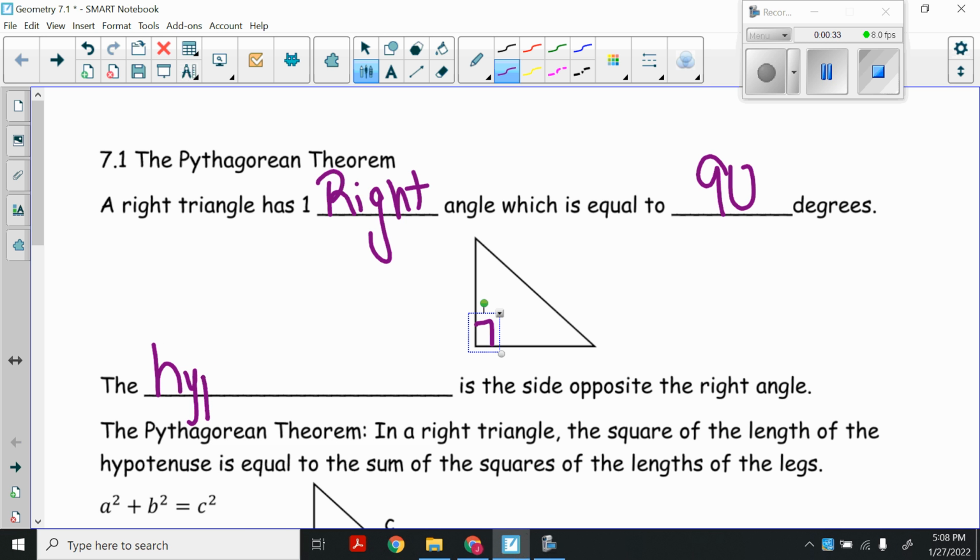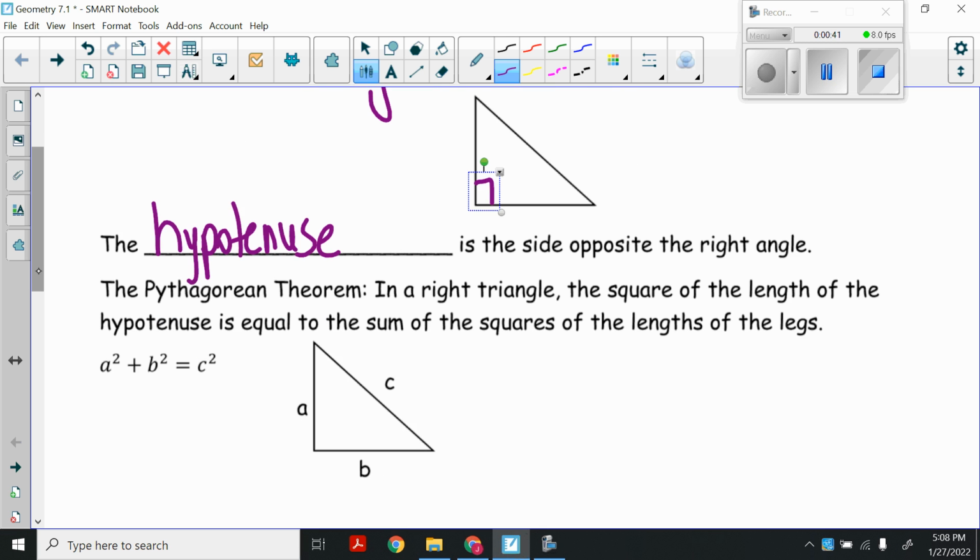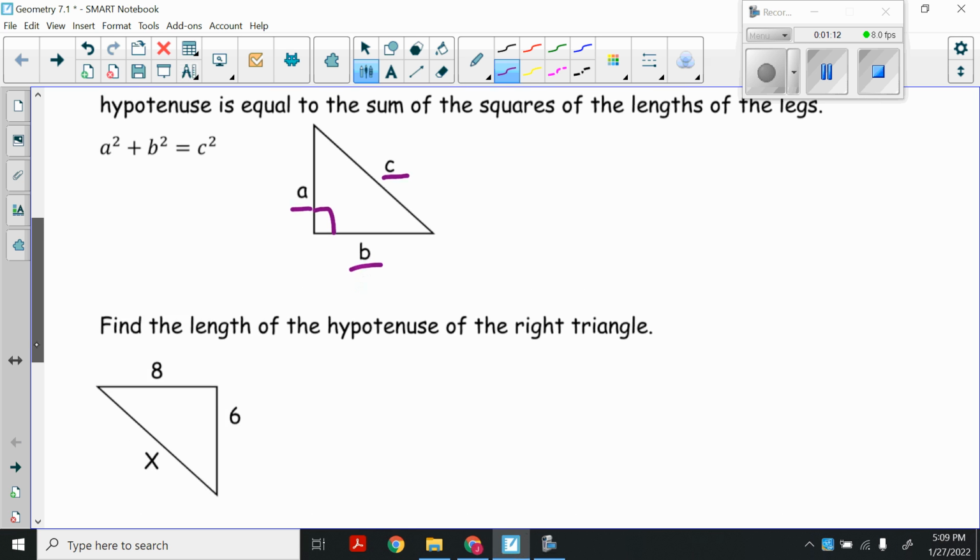The hypotenuse is the side opposite of your right angle. So in this picture up here, this is my right angle. Directly across from that would be my hypotenuse. The other two sides of our right triangle are referred to as legs. So the Pythagorean theorem says in a right triangle, the square of the length of the hypotenuse is equal to the sum of the squares of the lengths of the legs. So this is our right angle. So a squared plus b squared equals c squared. Again, we already know this.